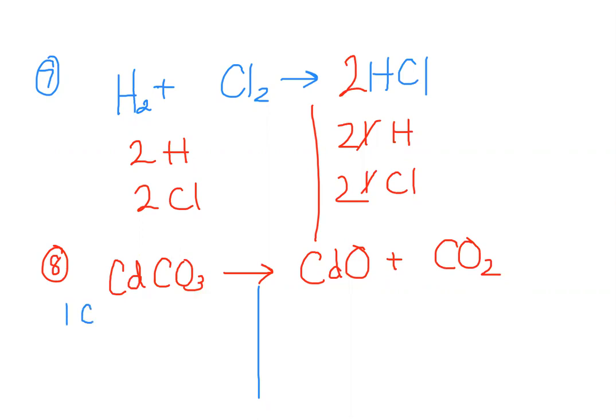So we have 1 Cd, 1 carbon, 3 oxygen. Over here, 1 Cd, 1 carbon, and 1, 2, 3 oxygen. Oh, everything is all balanced already. It's already balanced and we don't need to use any coefficients. Everything is balanced. Okay, that is how you balance equations. So that is how you do the activity for the balancing equation section.